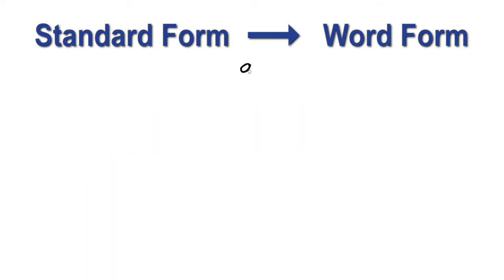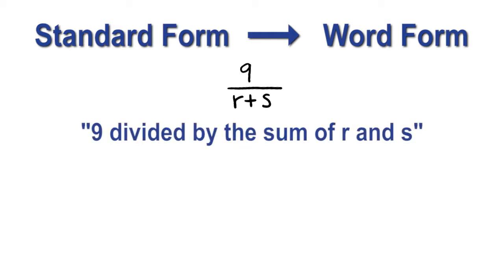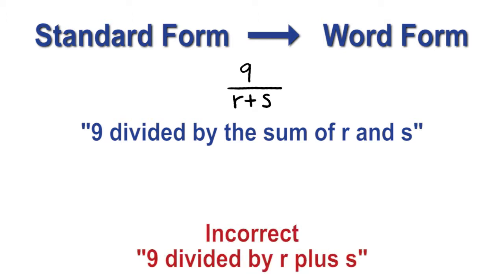Let's examine another expression. The 9 is being divided by the r and s. One way to read and write this expression would be 9 divided by the sum of r and s. An incorrect way to read this expression would be 9 divided by r plus s, because this implies that the 9 is divided by the r, and then the s is added to the quotient, and the expression to match would be 9 over r plus s. It is important to be accurate and precise when wording algebraic expressions.